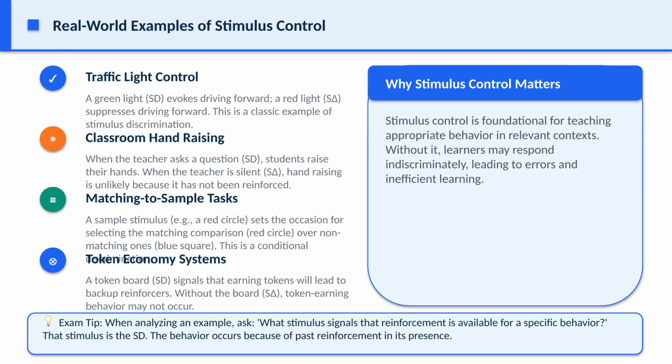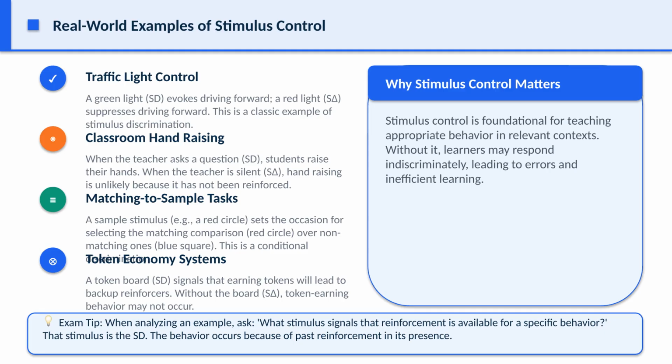exam under B.12. The traffic light example is a textbook illustration. A green light functions as an SD, evoking driving forward because that response has been reinforced in its presence, while a red light serves as an S delta, suppressing that behavior due to a history of extinction. In a classroom, the teacher's question becomes an SD for hand raising, whereas silence is an S delta. This shows how differential reinforcement establishes stimulus control.